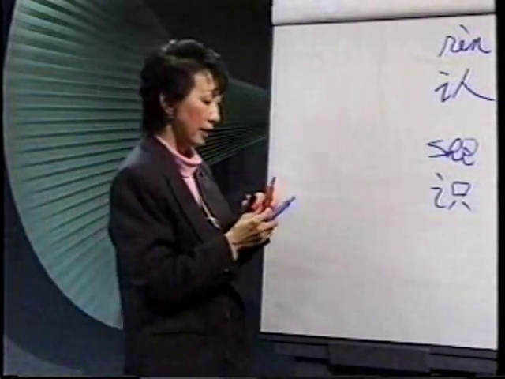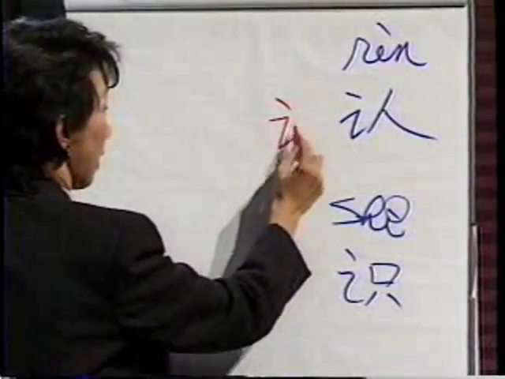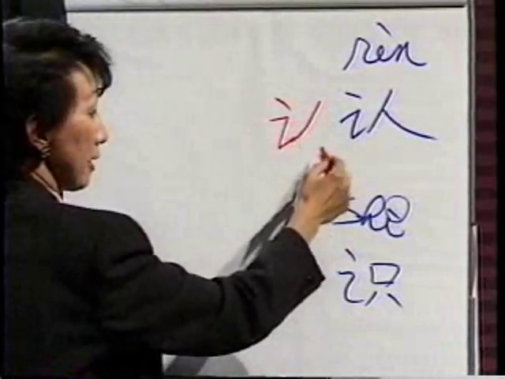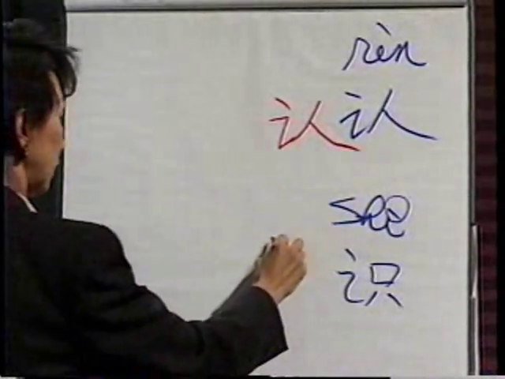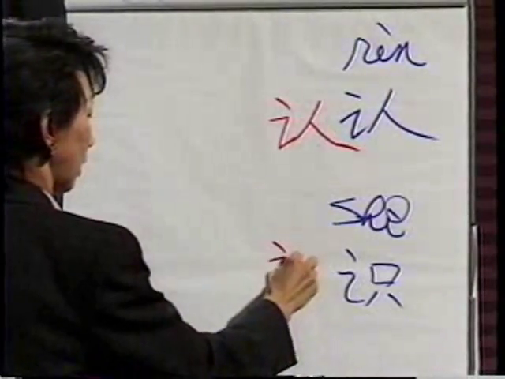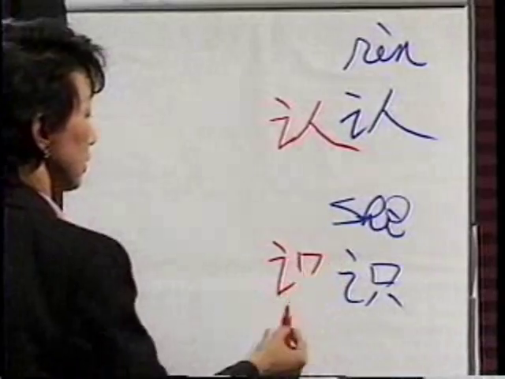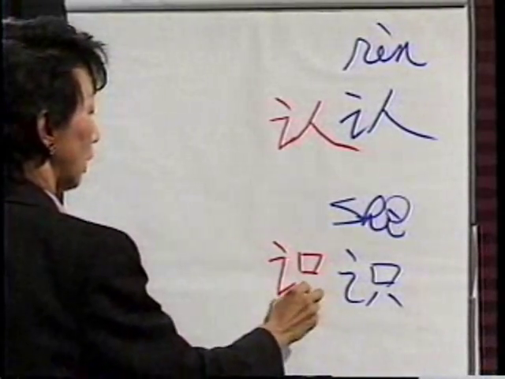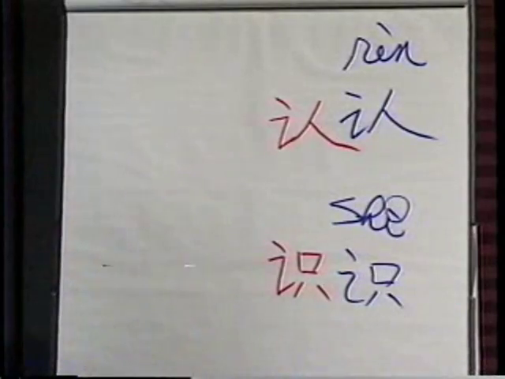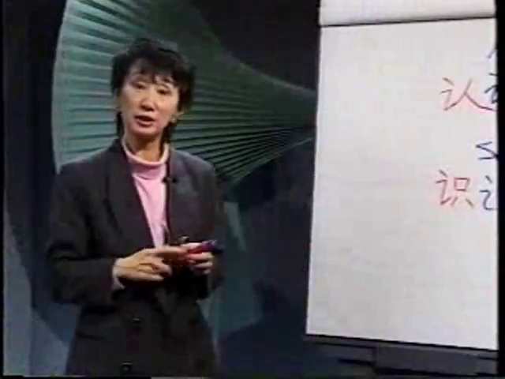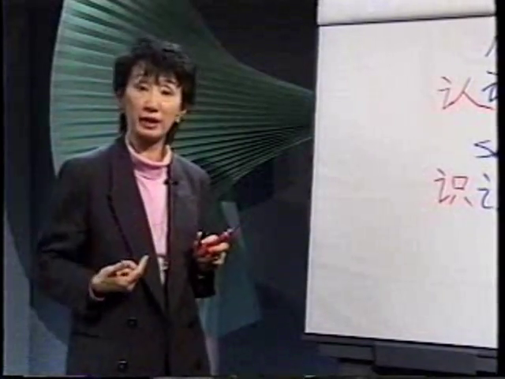认识. Let's write together. 1, 2, 3, 4. 认识. 1, 2, 3, 4, 5, 6, 7. See, most characters are under 10 strokes, right? Easy to write. Just practice like drawing the picture and repeat it, then you will get it.